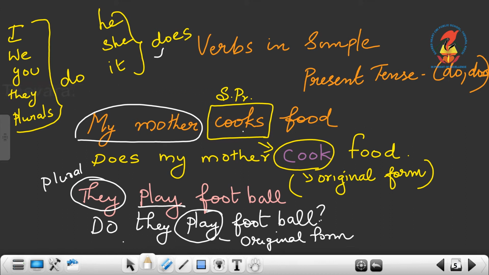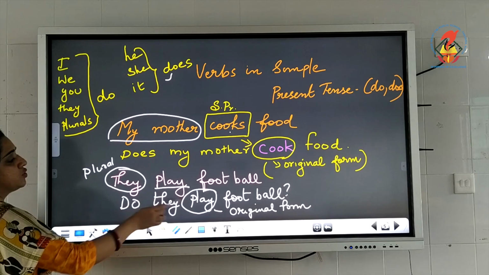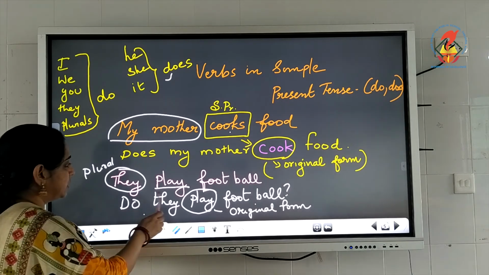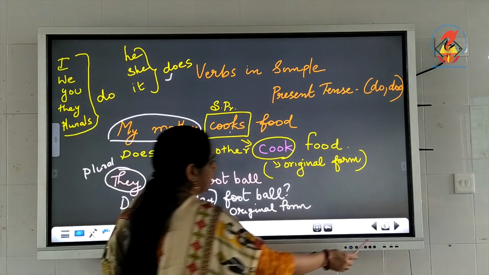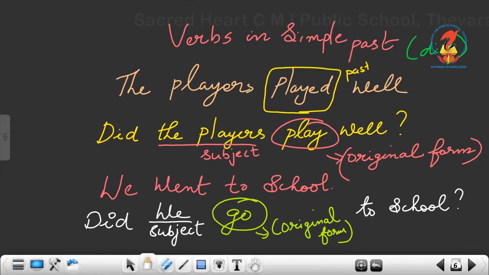You already studied that for plurals, you don't have to add s with the verb. The original form of the verb is used with plural. So here it's original form. So we also use the original form in the question. Do they play football? Okay, now the next one is verbs in simple past.